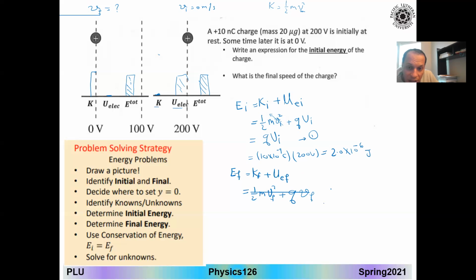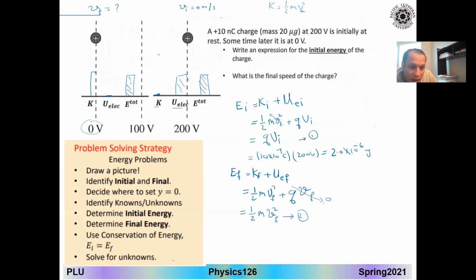Where is the V final right now? It is the voltage potential at the final location, multiplied by q. And this one will be equal to 0, because the voltage here is equal to 0. So we end up with the formula E final has a half m v final squared. This is equation number 2.